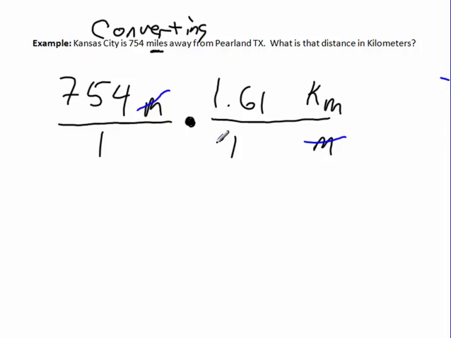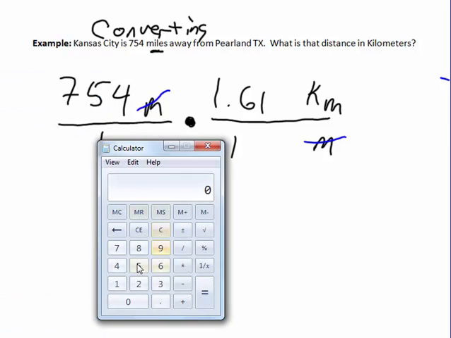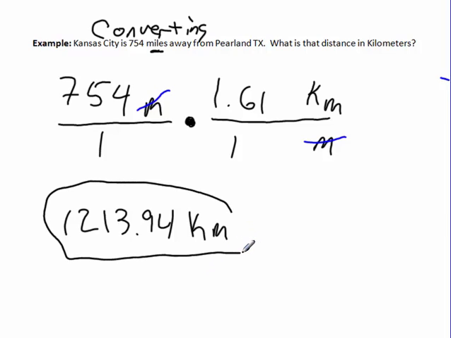Again, we multiply across the top and across the bottom. So 754 times 1.61, again, that's not something I can do in my head. So we get our calculator out, and 754 times 1.61 is 1,213.94. So it is 1,213.94 kilometers from Kansas City to Pearland, Texas. And again, box your answer so I know what you found.